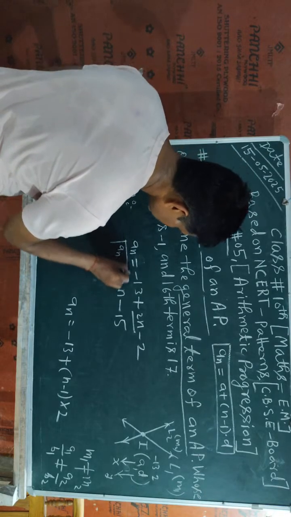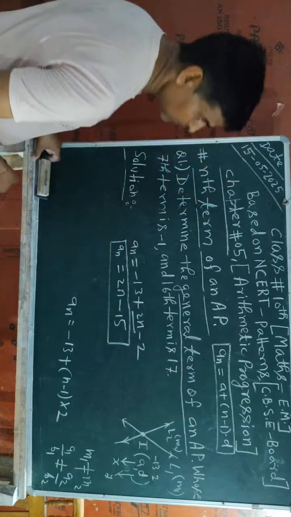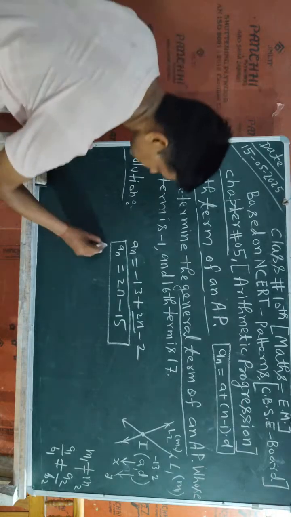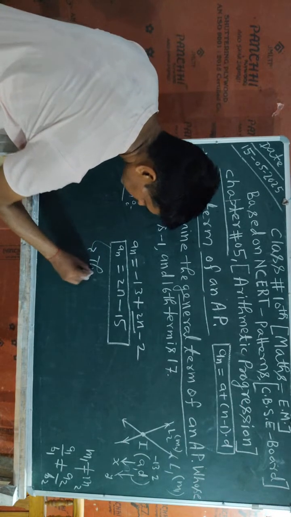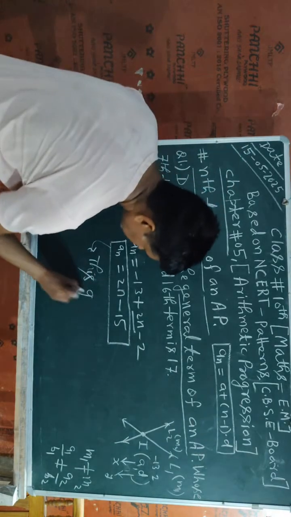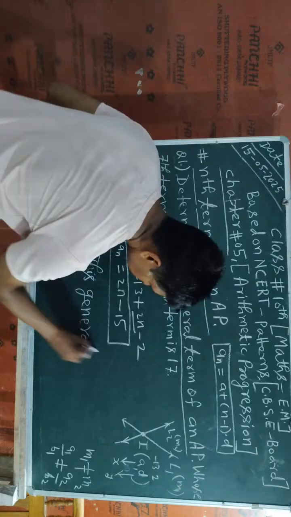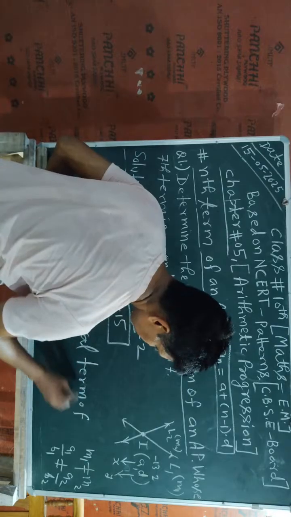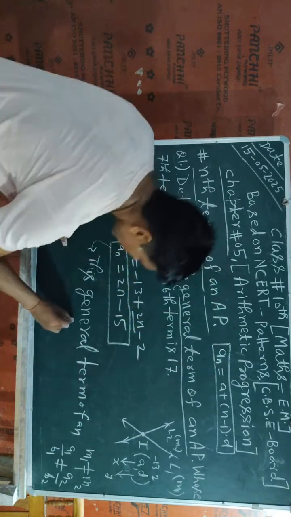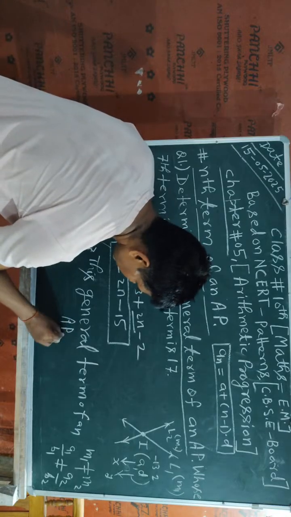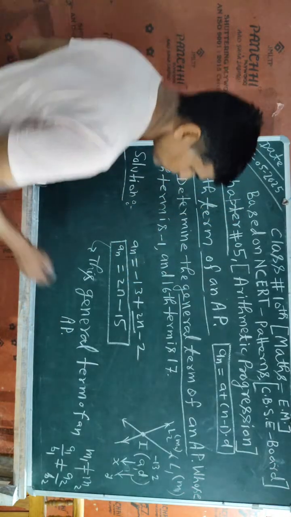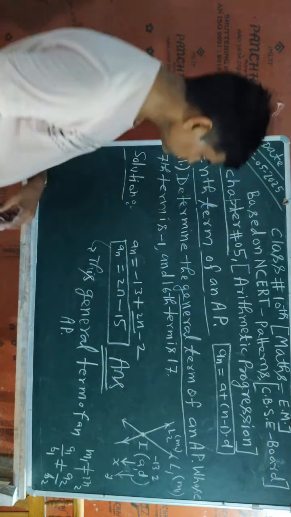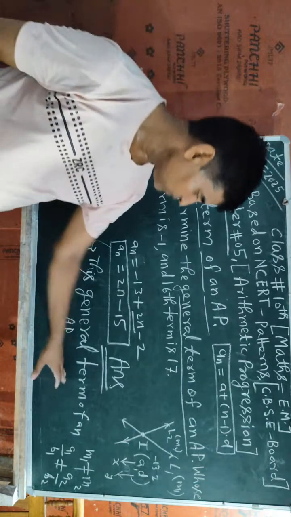Okay student, so this is the general term of an arithmetic progression. So here I will write: this is the general term of an arithmetic progression. So this is the answer. Okay student, so this is the answer I have written here. Okay students, so this is the general term of an AP.